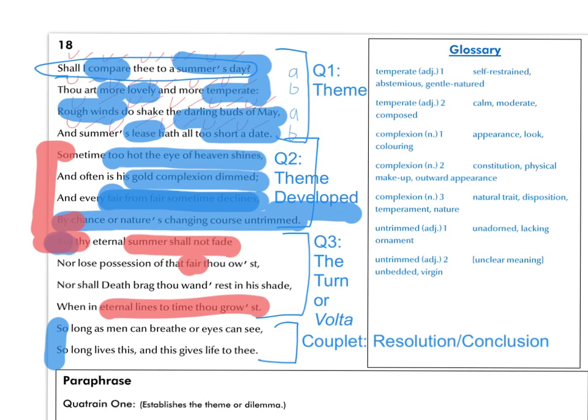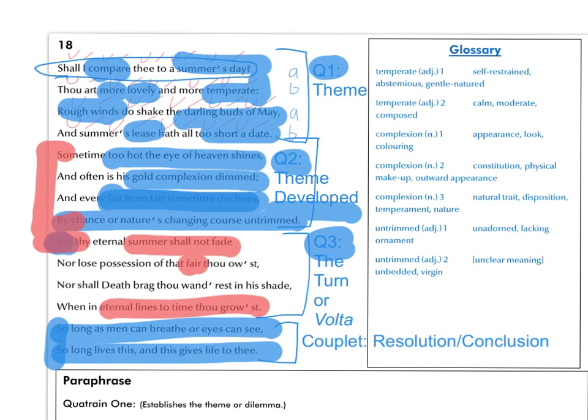Finally, all Shakespearean sonnets end in the couplet. The couplet serves as a resolution or a conclusion that finally brings this theme that was begun in quatrain 1, developed in quatrain 2, and then twisted or turned in quatrain 3. It takes this theme and brings it to its ultimate conclusion. Shakespeare says, "So long as men can breathe or eyes can see, so long lives this, and this gives life to thee." So as long as men are around, and they can breathe, and they can look at things, as they can perceive beauty, so long lives this, and this gives life to thee.